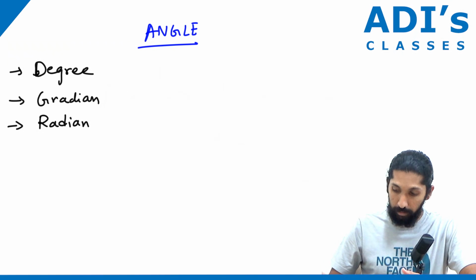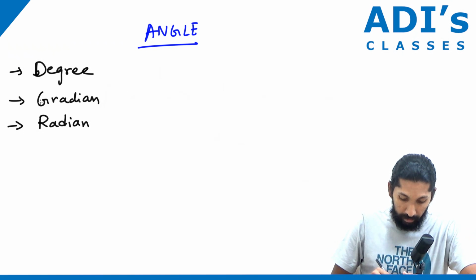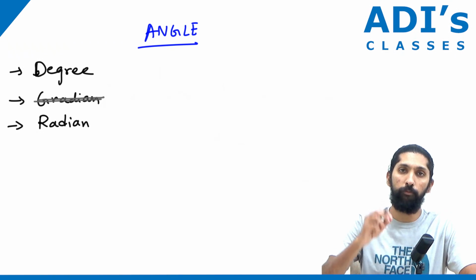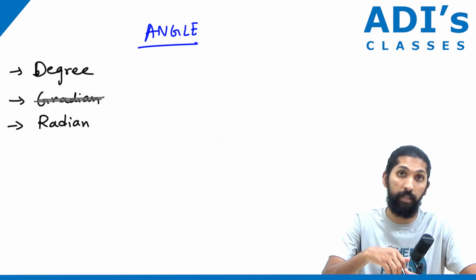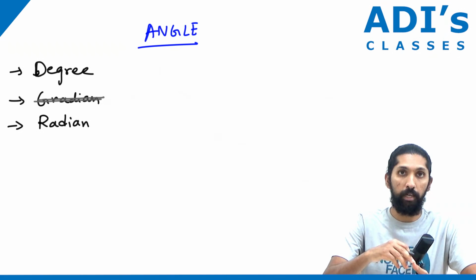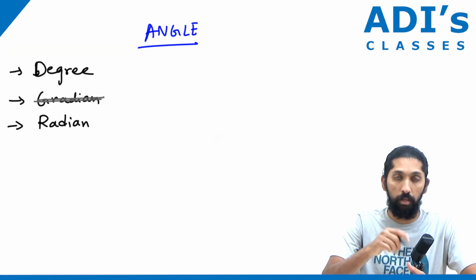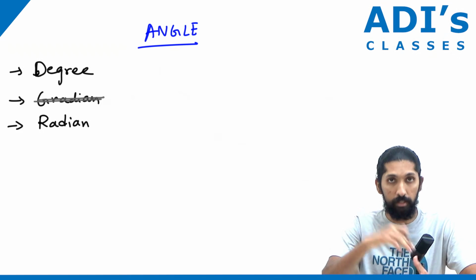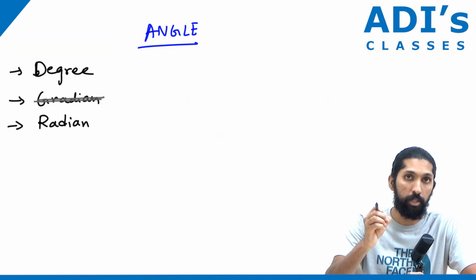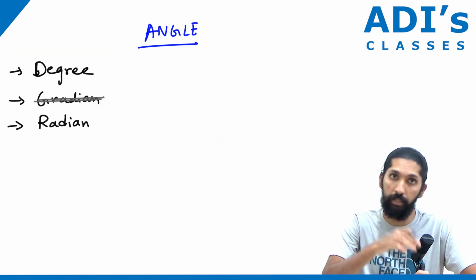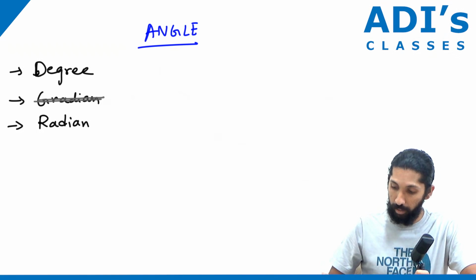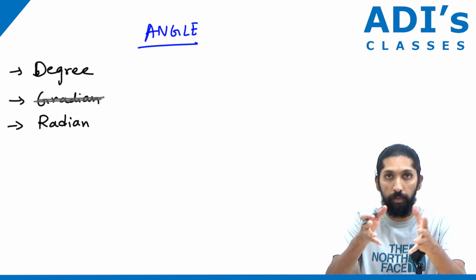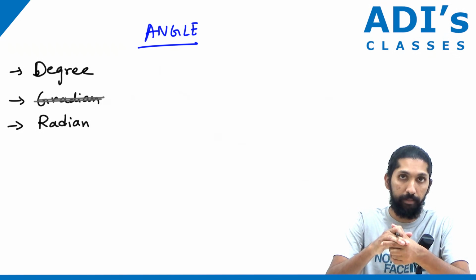Now, in these three, the gradian measure is not really that important for us. To be honest with you, in very, very rare cases we use gradian measure. Most of the time it's either degree or radian. As and when you learn more and more in physics, you're going to understand that radian measure is more important compared to degree. Anyway, so far whatever we have learned is degree measurement, correct?